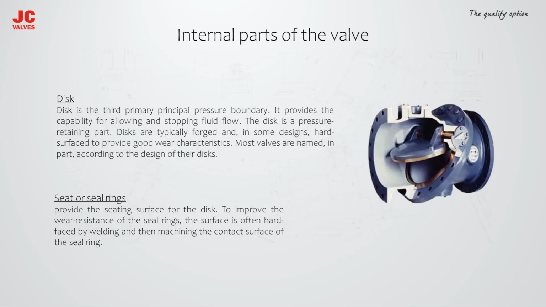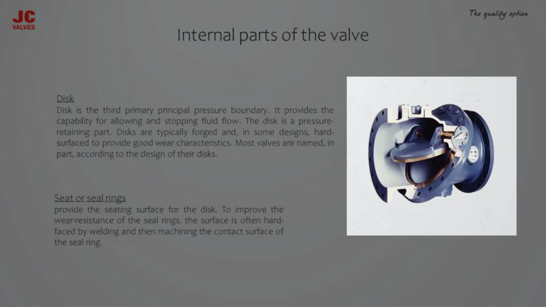Disc. The disc is the third principal pressure boundary. It provides the capability for allowing and stopping fluid flow. The disc is a pressure-retaining part. Discs are typically forged and, in some designs, hard surfaced to provide good wear characteristics. Most valves are named, in part, according to the design of their discs. Seat or seal rings provide the seating surface for the disc. To improve the wear resistance of the seal rings, the surface is often hard-faced by welding and then machining the contact surface of the seal ring.